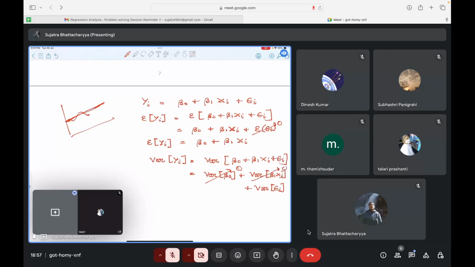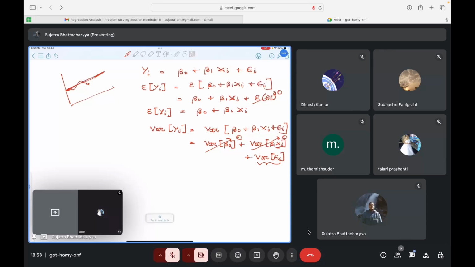Variance of beta 1 xi is also 0 because xi is a constant here. It's not a random variable. That's all. But the variance of epsilon i is not 0. What is that? Sigma square. We have already seen it as an assumption. Therefore, what we got: E of yi is beta naught plus beta 1 xi. Variance of yi is sigma square.